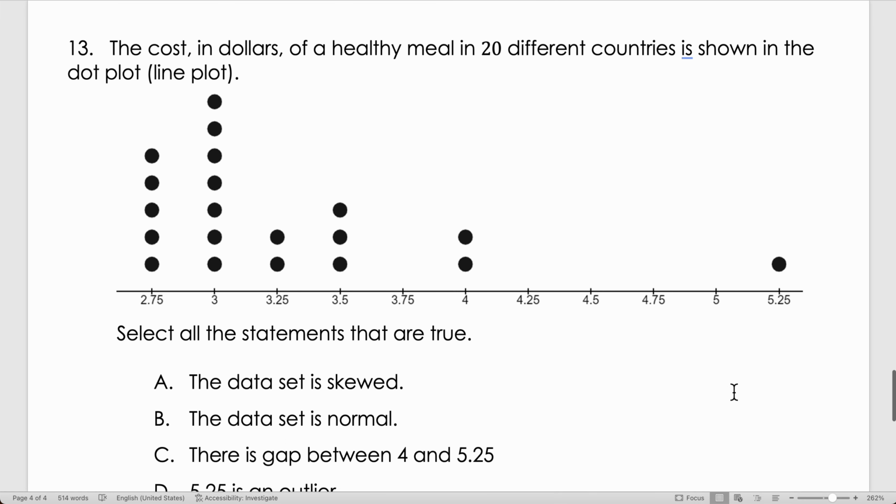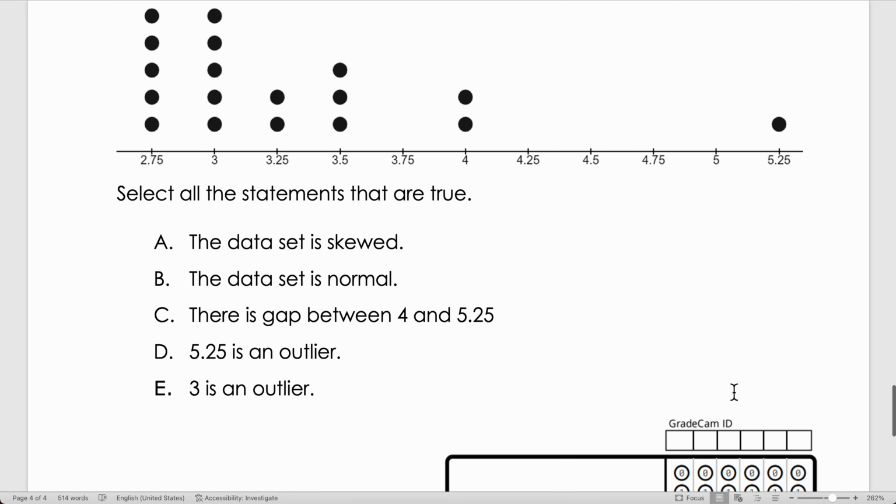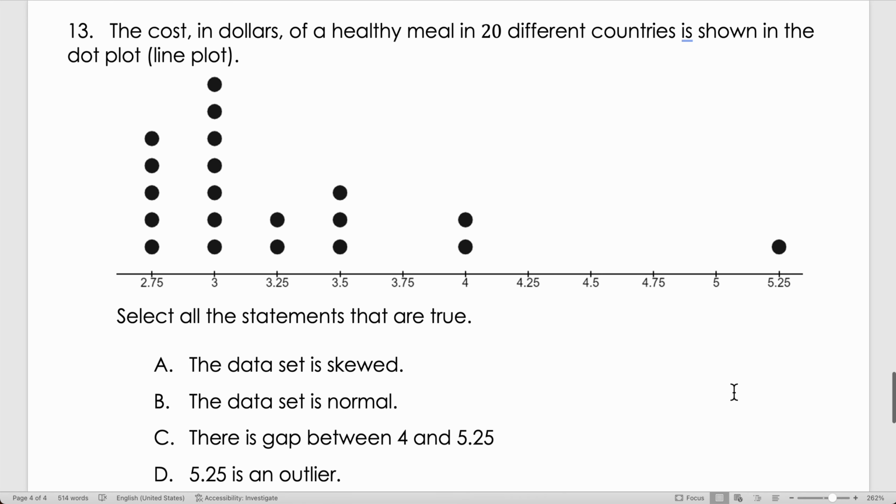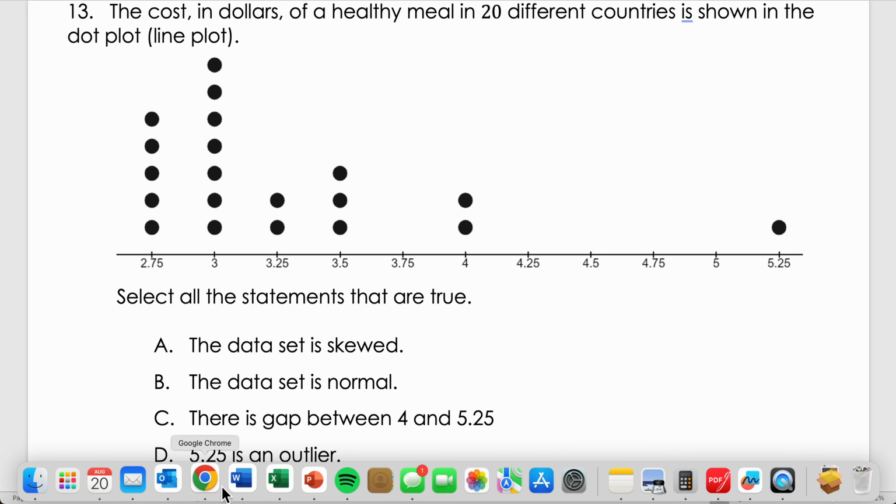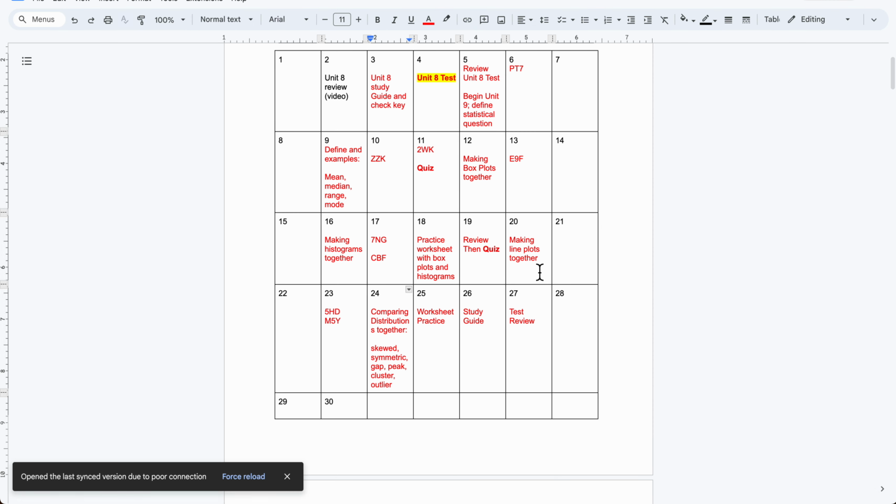All right, our last question is a multiple choice question. It's on dot plots, okay? And this is going to match up with the last thing he is learning in the unit. A dot plot is also called a line plot. He's going to learn it with you on the 20th. You guys are going to make a line plot together. And then he's going to do some IXL practice the 23rd.